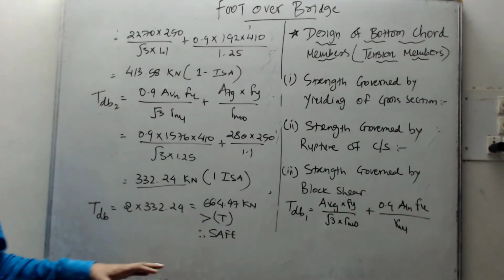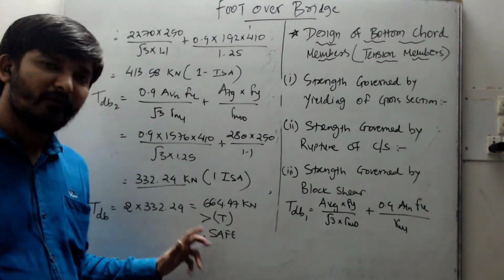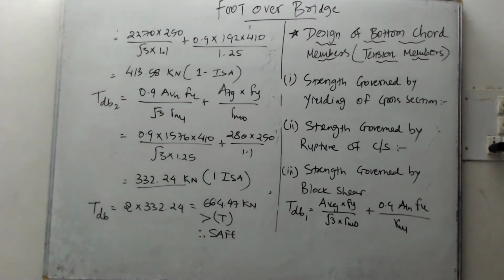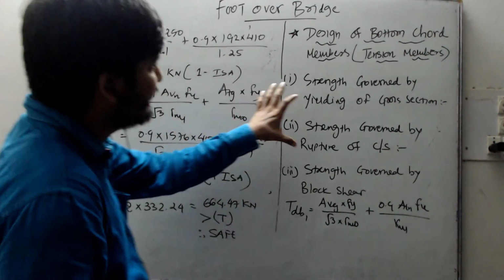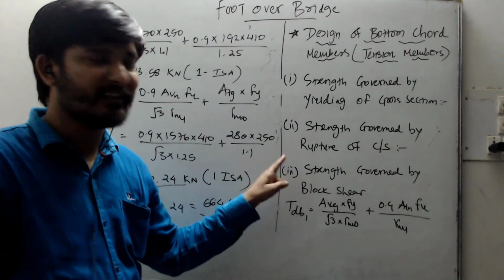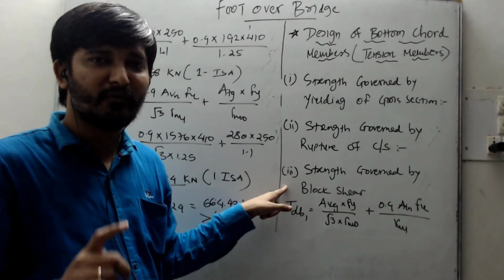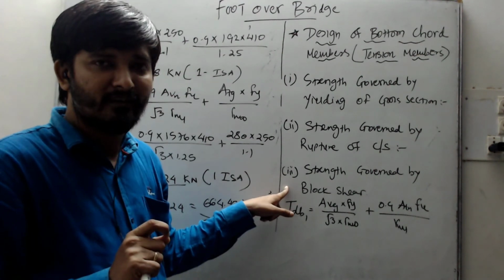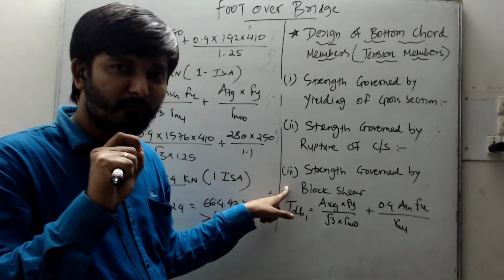If in case this comes as unsafe, you need to revise your section. This is for practical calculation. So it is safe in all the three checks. So these are the standard three checks that you are supposed to carry out every time for design of tension members, right? So please remember these checks.